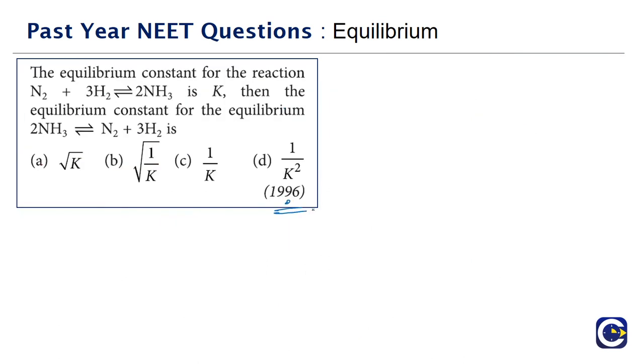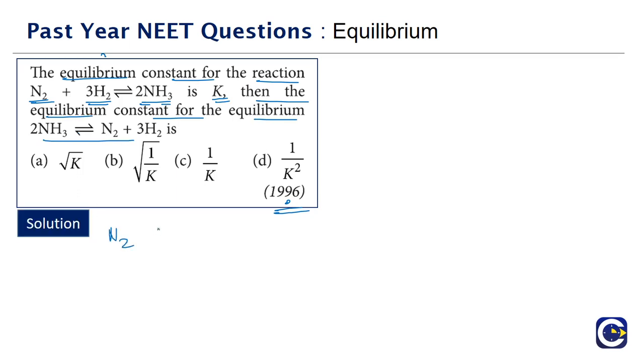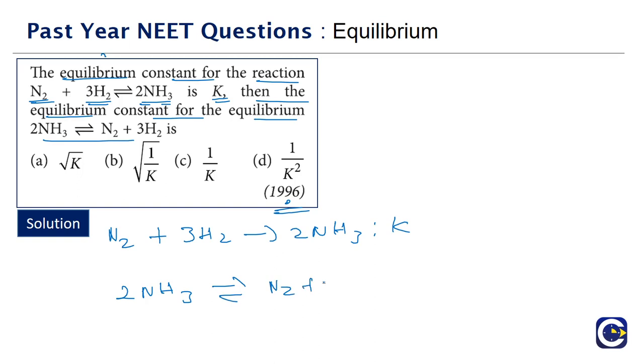Next we have a question that came in the year 1996. The equilibrium constant for the reaction N2 + 3H2 giving 2NH3 is K. Then the equilibrium constant for the equilibrium, they have a different reaction. For the first reaction, N2 + 3H2 gives rise to 2NH3, the equilibrium constant is K. What is the second reaction they are giving? 2NH3 gives rise to N2 + 3H2.